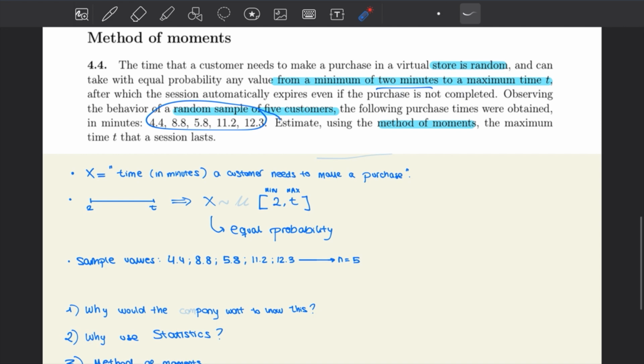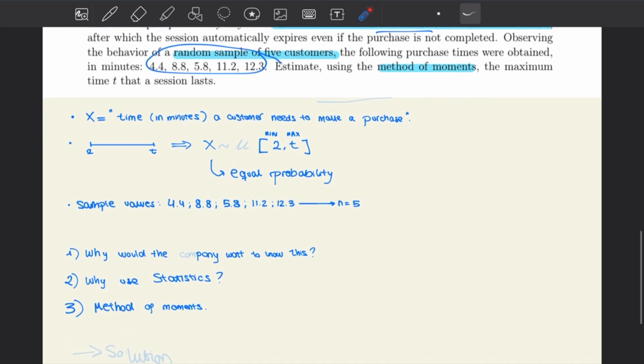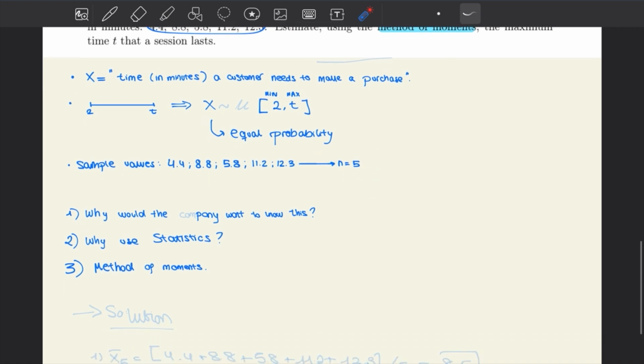From the statement, we get the definition of the variable x, the time in minutes that a customer needs to make a purchase. It tells us that the different times have an equal probability, ranging from 2 to t. It also gives us the values of the observations that have been made, and these will be the sample values, and if we count them, there are 5. That will be the sample size. Knowing this, we can answer a series of questions.